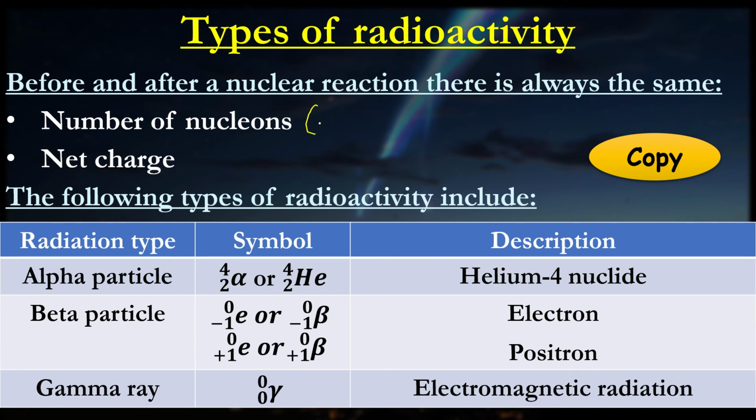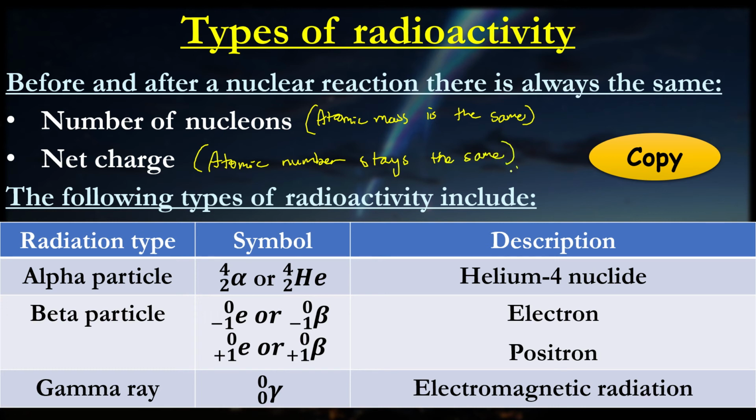So what we can say is the atomic mass is the same. Okay, and the net charge stays the same. So the atomic number stays the same. Okay, we'll go through some examples of what that actually means.